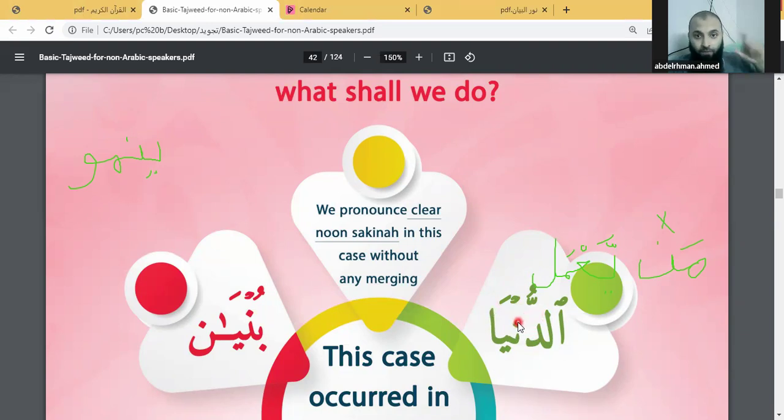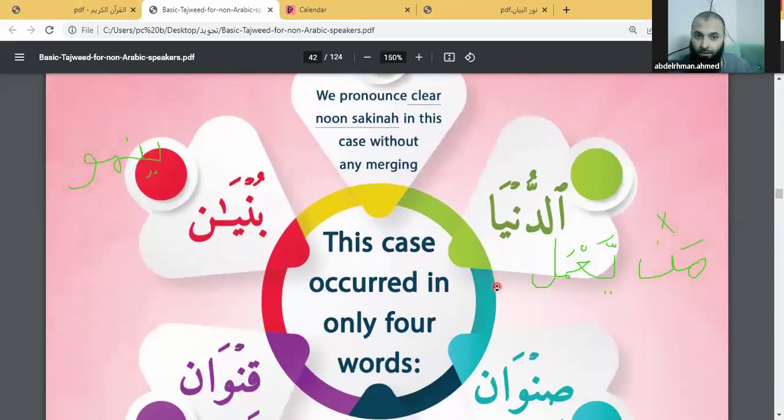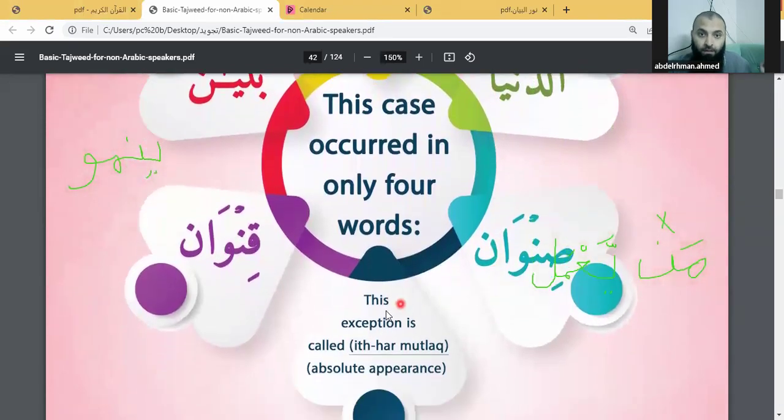Okay, so if you found the noon followed by one of the idgham letters, but in one word, we don't apply this rule, and this exception is called izhar mutlaq, absolute appearance. We read it clear, we don't do any merging. And this happened at 4 words in the Quran, only 4 words.